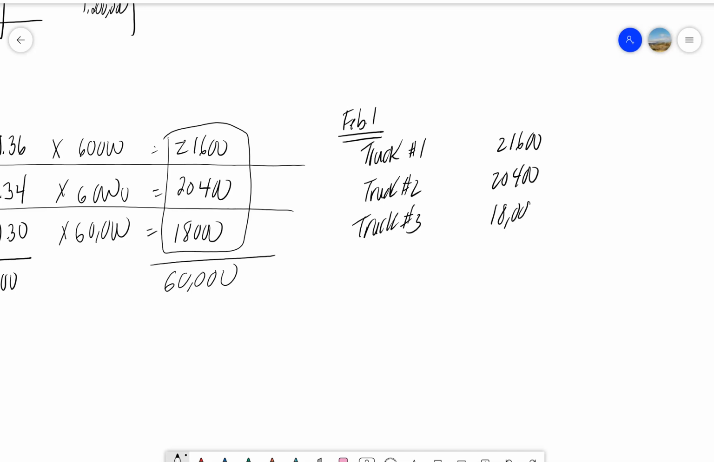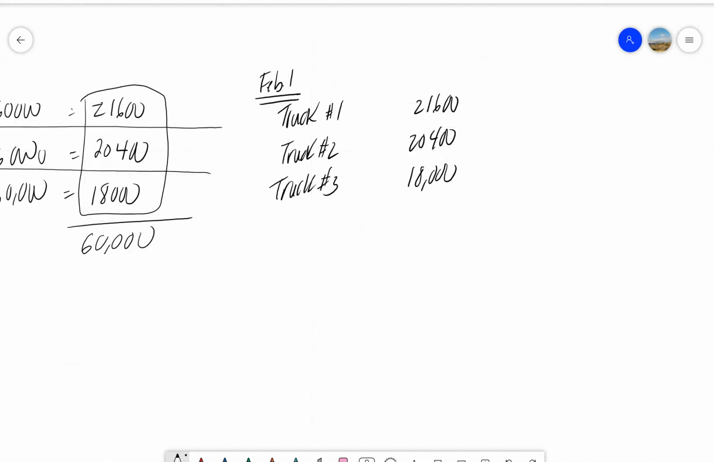And then we've got to figure out, well, how do we pay for the trucks? And when you read through the question, we paid 21,000 cash. So we're going to credit cash for $21,000. And then the remaining was, we signed a note. So we're going to credit note payable for the difference of 39,000. So that would be the journal entry to record the purchase of these 3 trucks.